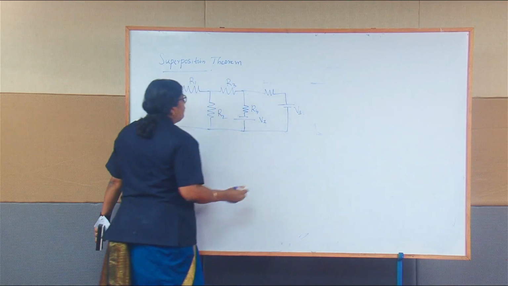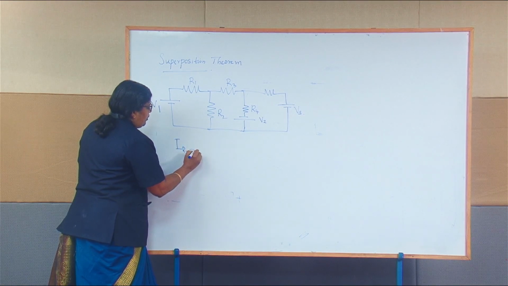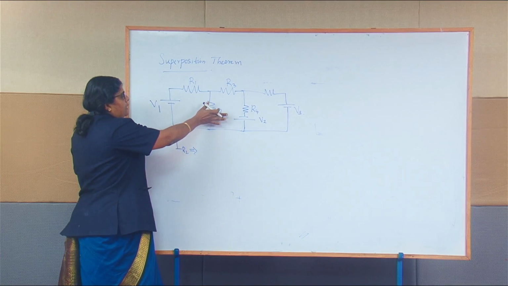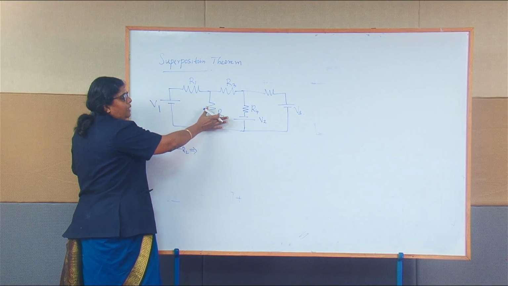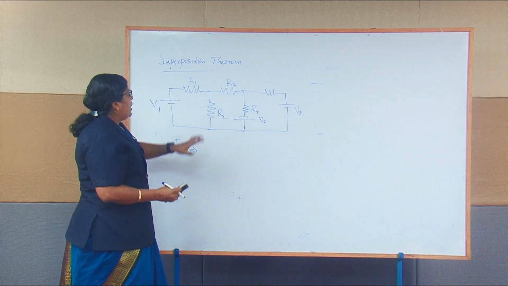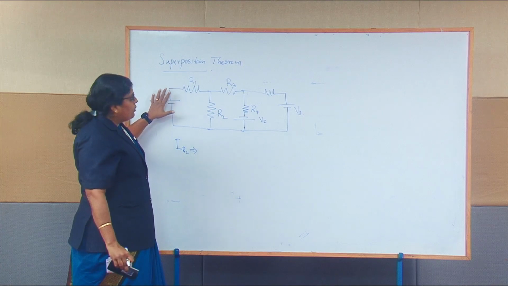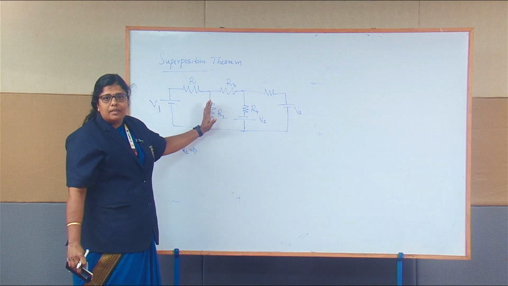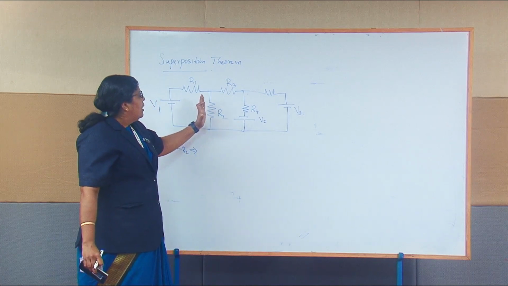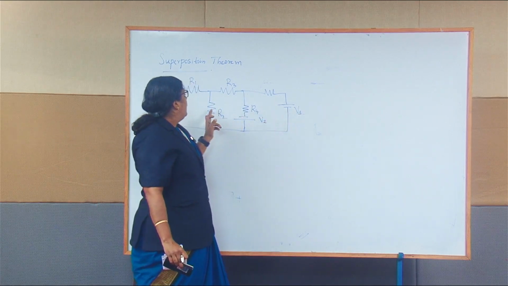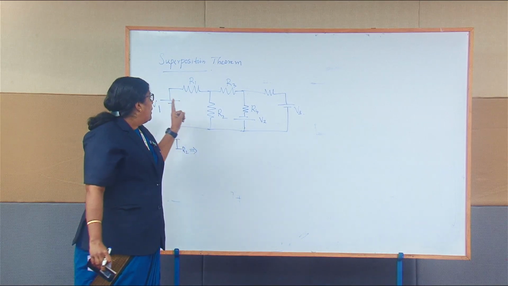Now if I want to find the current in R2, that is I R2, the current through R2 is going to be the algebraic sum of the current in R2 due to the individual sources. Let's say I keep only V1 and find the current through R2. Second step, we keep only V2 and find the current through R2, and then V3 and find the current through R2.